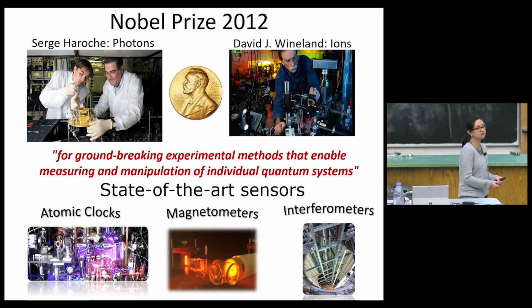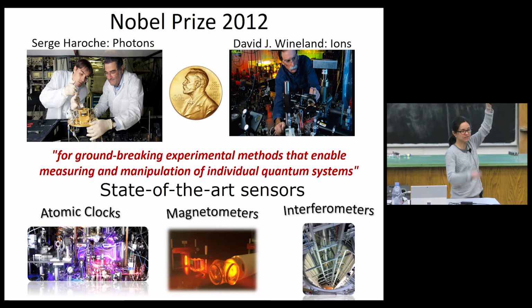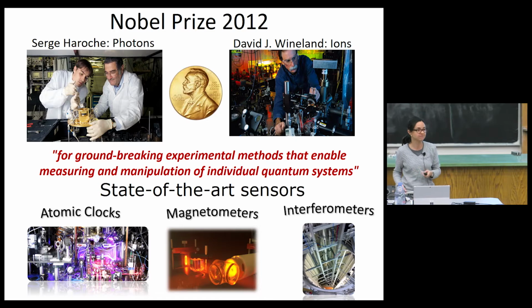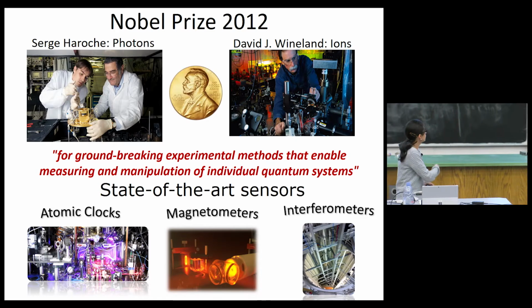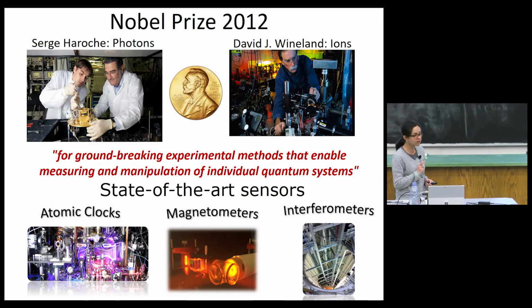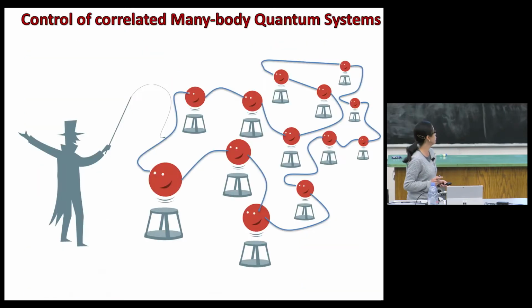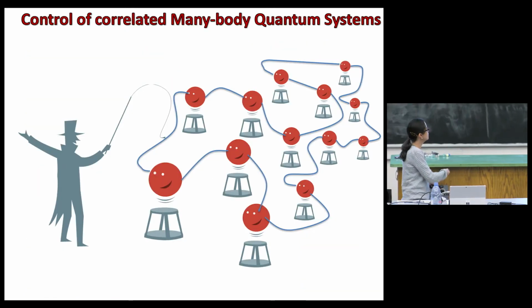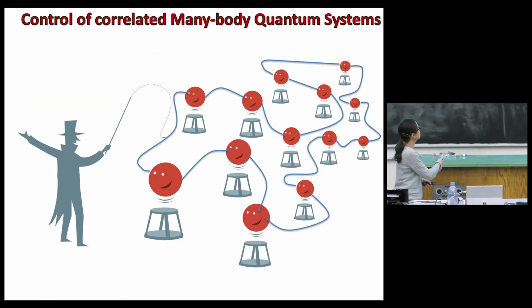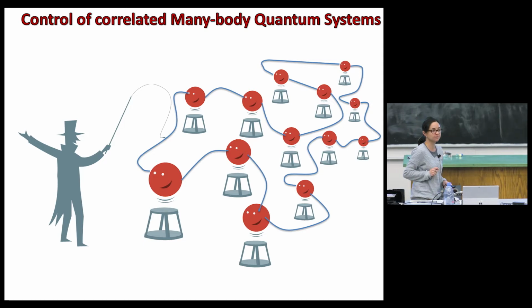In Mark Kasevich's lab, there is a tower of 10 meters. He's dropping the atoms and trying to use the coherence even at such large distance to measure gravity. So this sounds really, really exciting. However, we are reaching the point where we want more. And what do we want? We don't want to manipulate independent atoms. We actually want to manipulate correlated quantum matter.